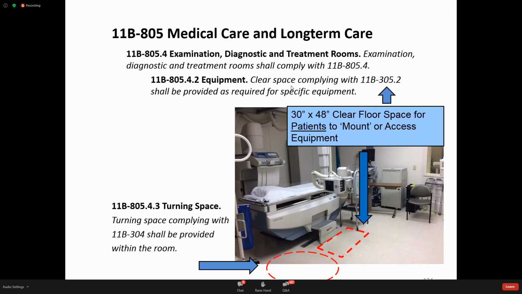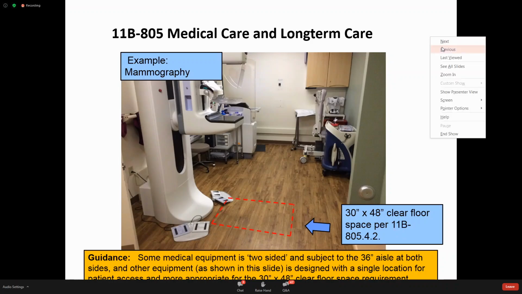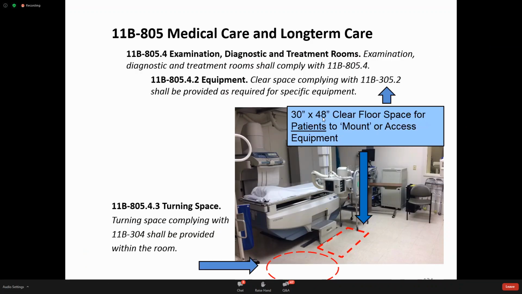As we read in the earlier code section, it's all about, and then there's kind of a laundry list, gurneys, exam tables, stretchers, and anything that looks like that, lounge chairs. Not all medical equipment is one of those things. So for example, in mammography, this is a piece of medical equipment. It's not anything like an exam table. It's not a lounge chair. It's something else entirely.